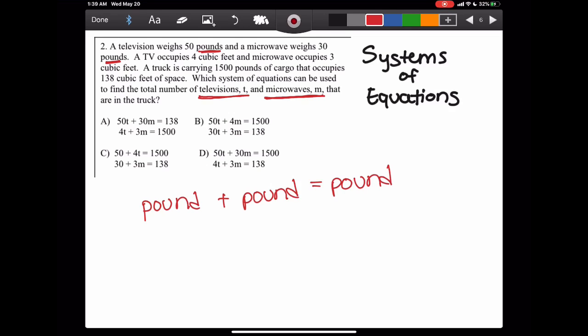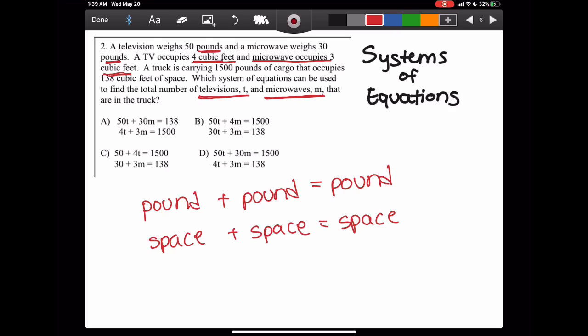A TV occupies 4 cubic feet of space and a microwave occupies 3 cubic feet. Okay, so now we're talking about space. We're talking about cubic feet of space. So space plus space must give me space. Space plus space can't give me pounds.